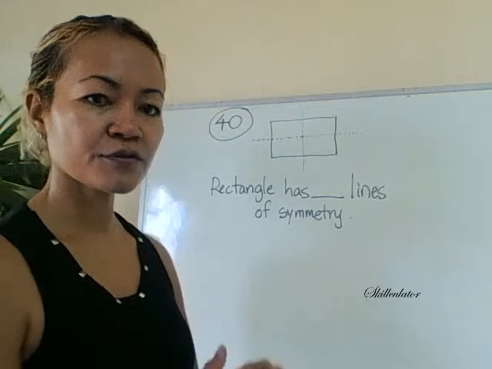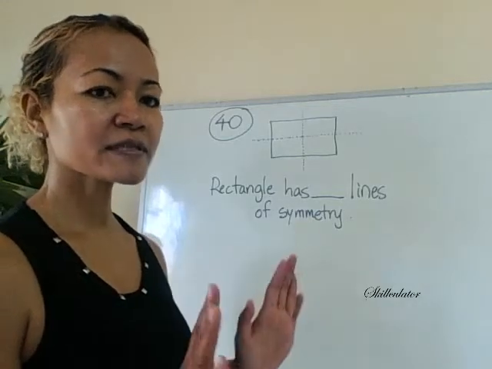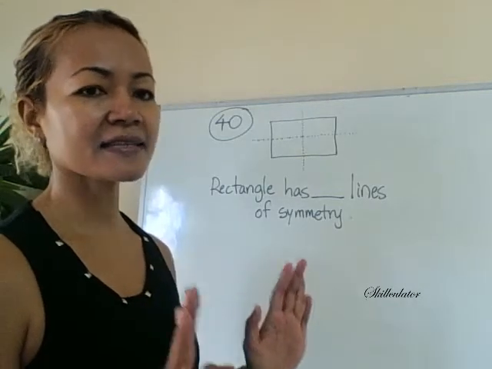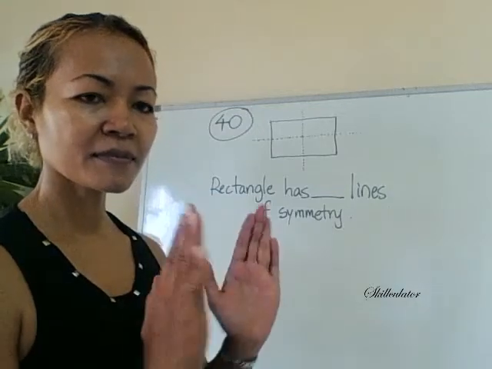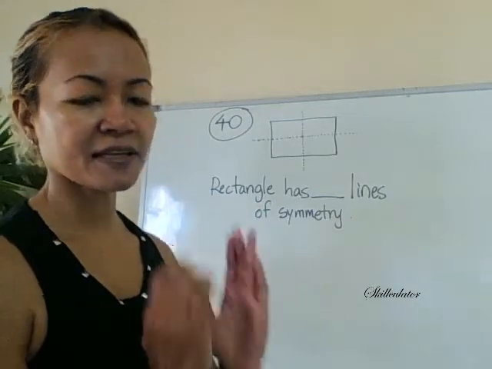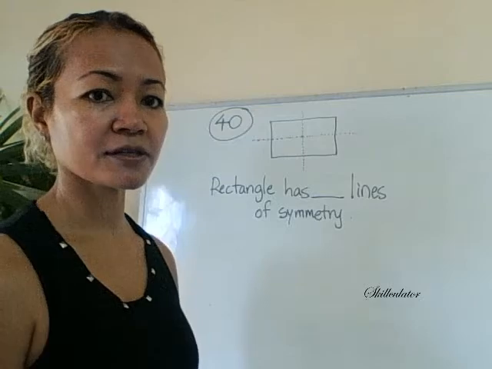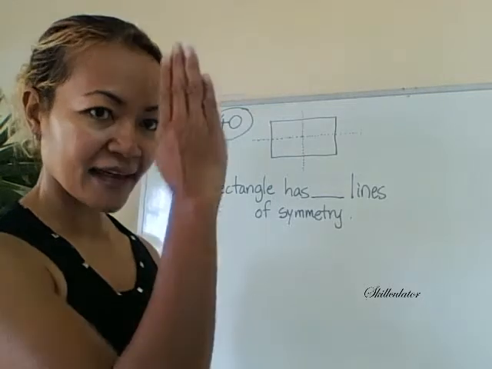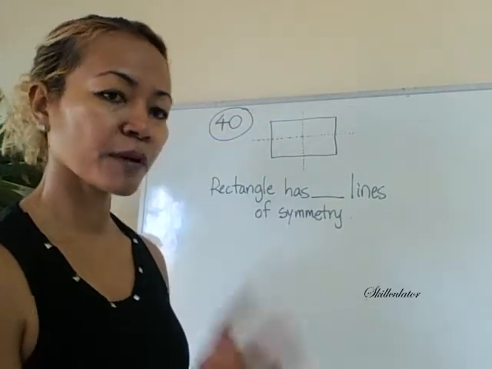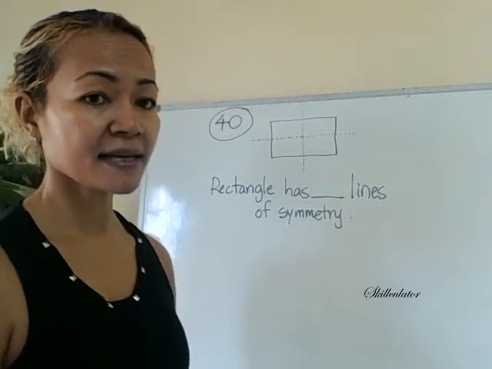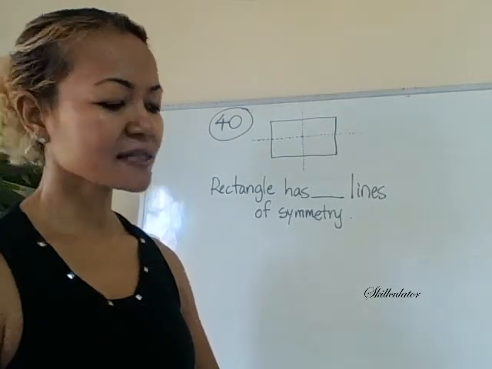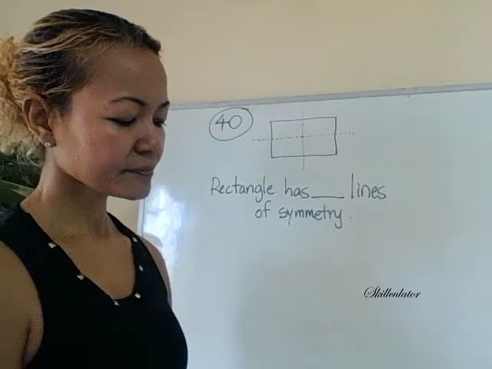That line goes through so that both sides of the shape are exactly the same, and when you fold them, they line up perfectly. That's perfectly symmetrical, right? So that line that runs through the shape where both sides are the same, that's the line of symmetry. How many does a rectangle have? Okay.